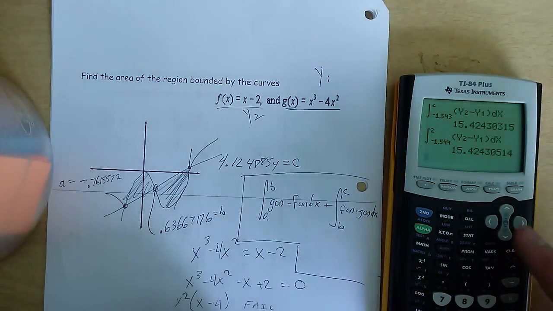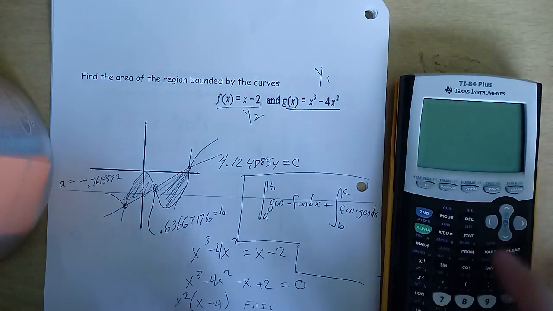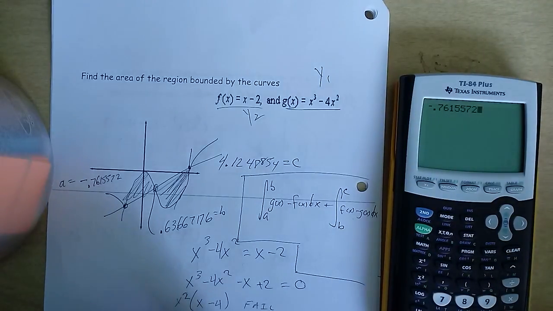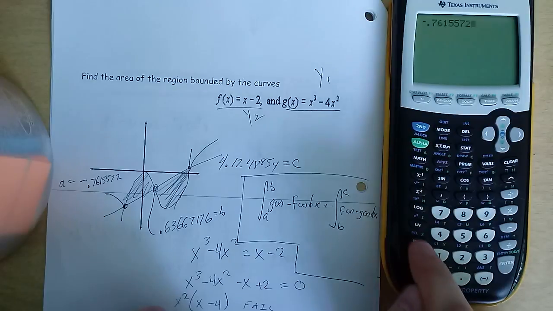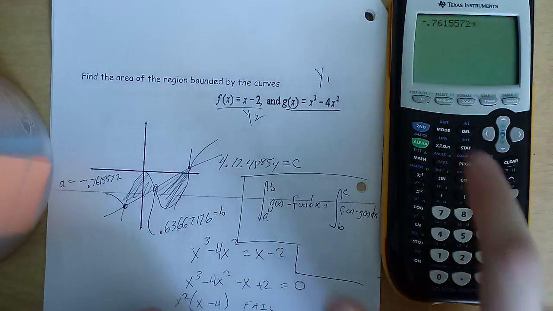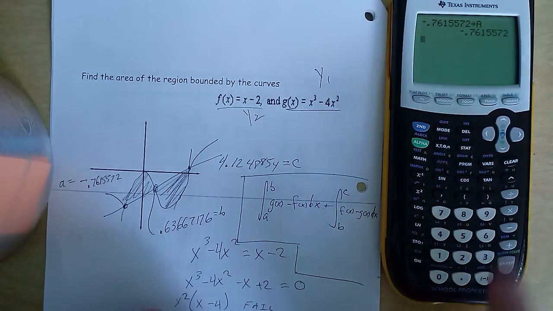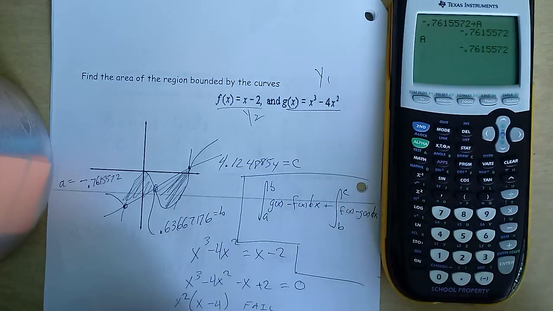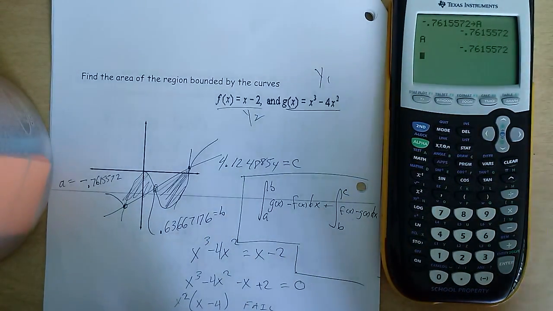So, if you want to be extra fancy, which I'm going to be right now, I'm going to say negative 0.76155572. I'm going to use a special feature. I'm going to push this STO button and store that as A. So now anytime I press alpha A, it's going to spit that number out.